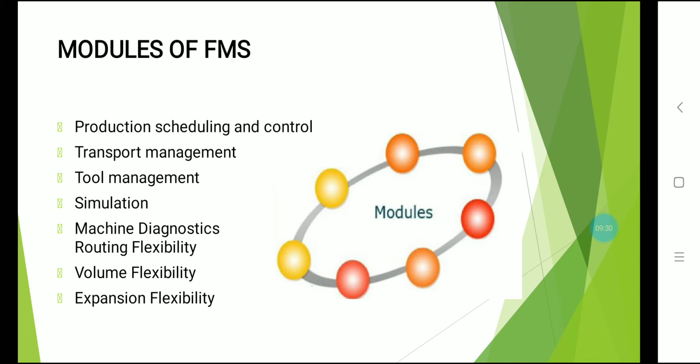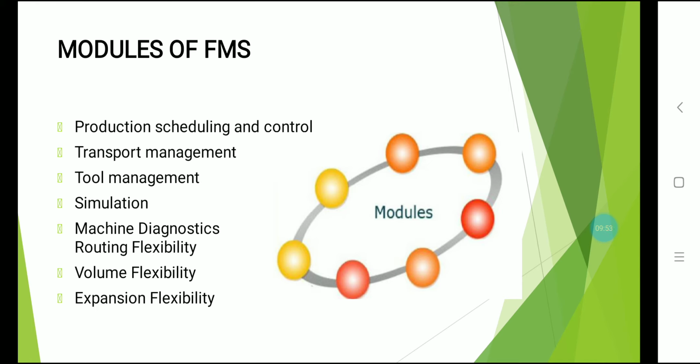Next one is routing flexibility. Routing flexibility means producing the products through various routes or various process sequences in the factory, in case of machine breakdown, tool failure and other interruptions also.